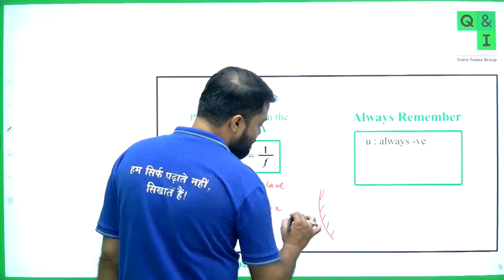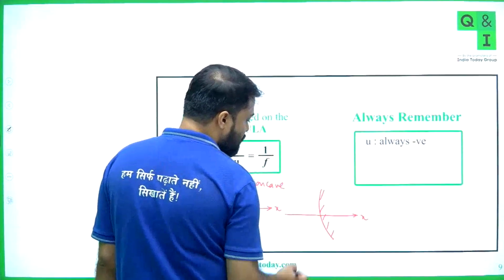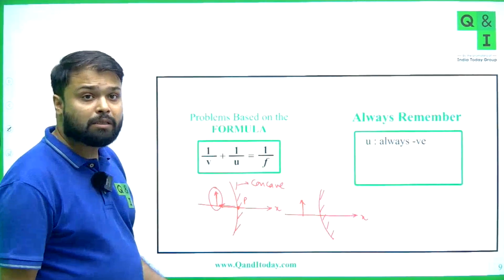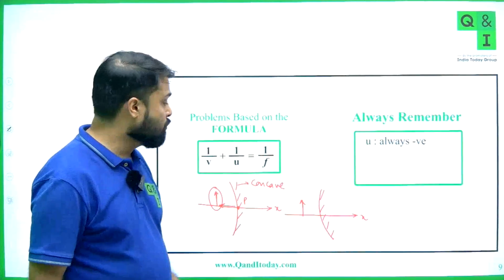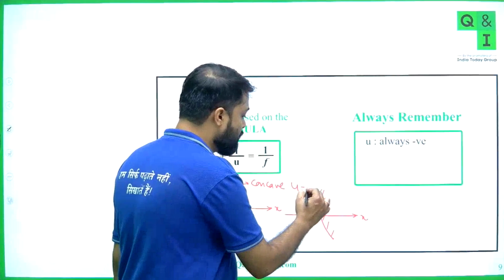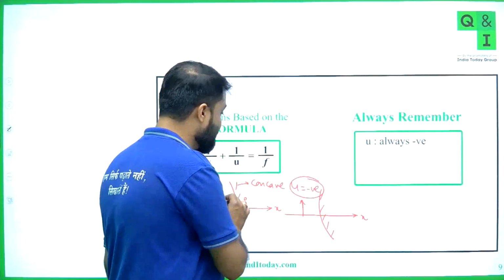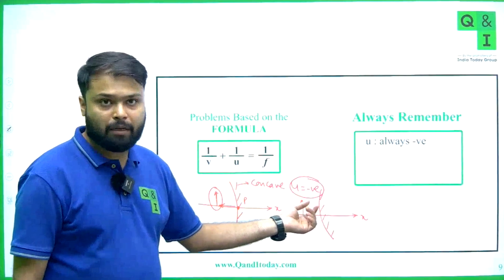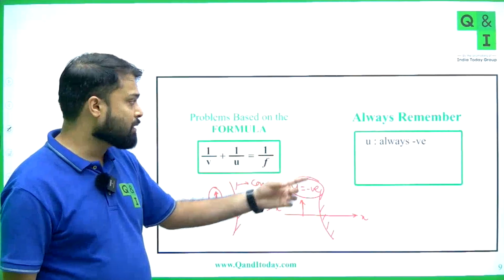Similarly for the convex mirror, this is our x-axis. Again the object is placed in front of the mirror, which is towards the left side from the pole, so we take U as negative here also. So U is always negative, whether it is concave mirror or convex mirror. For both mirrors, U is always negative.